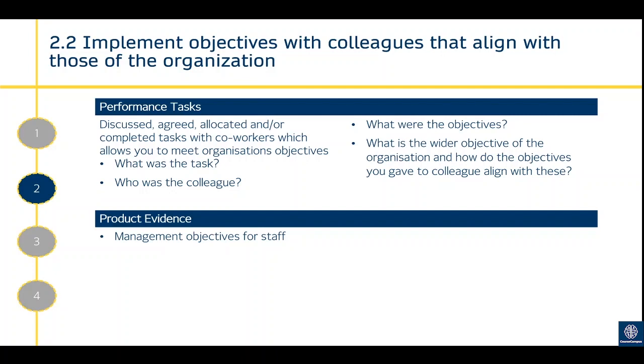Product evidence could be any document which involves allocating these activities to people, which could include communication, so an email, instant message. It could also include a work tracker or any details about the activity or objectives which have been sent to your colleagues. And it could also include management objectives for staff as well.